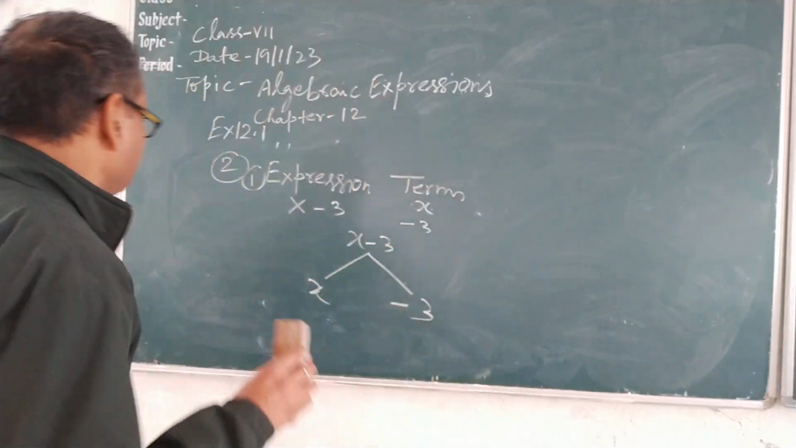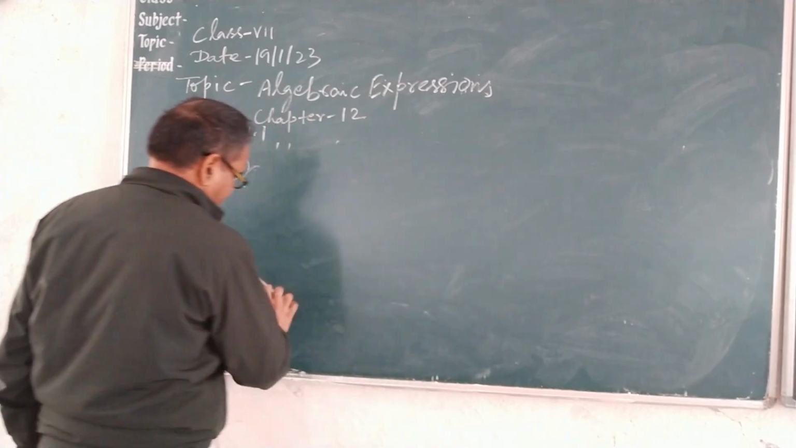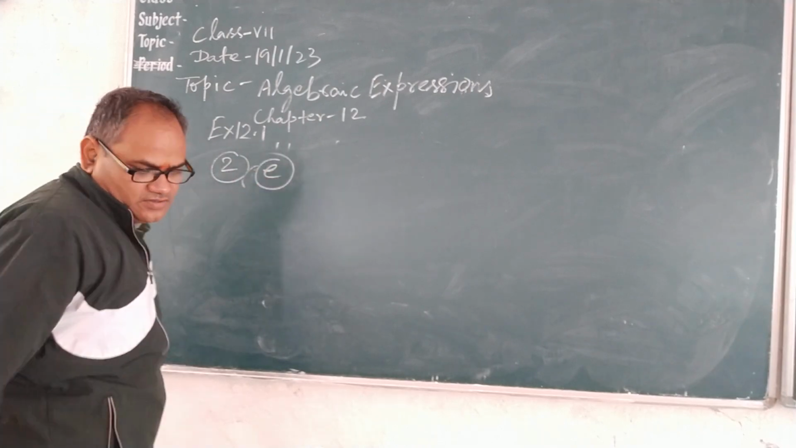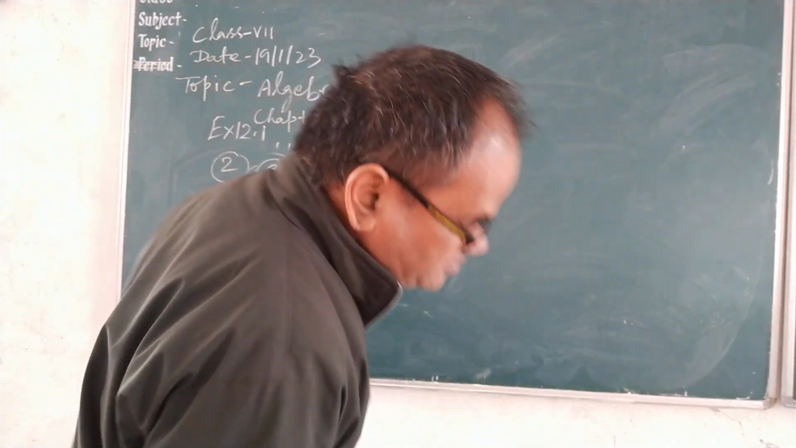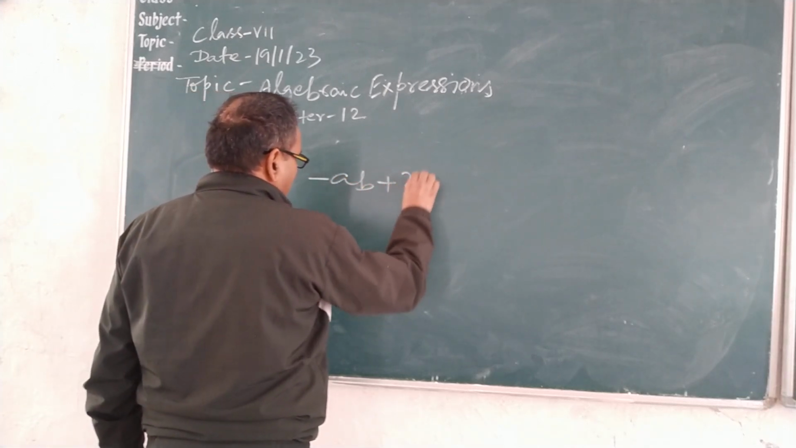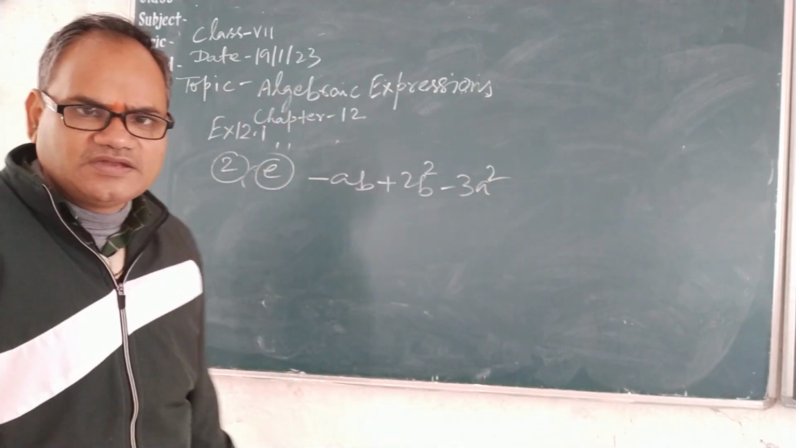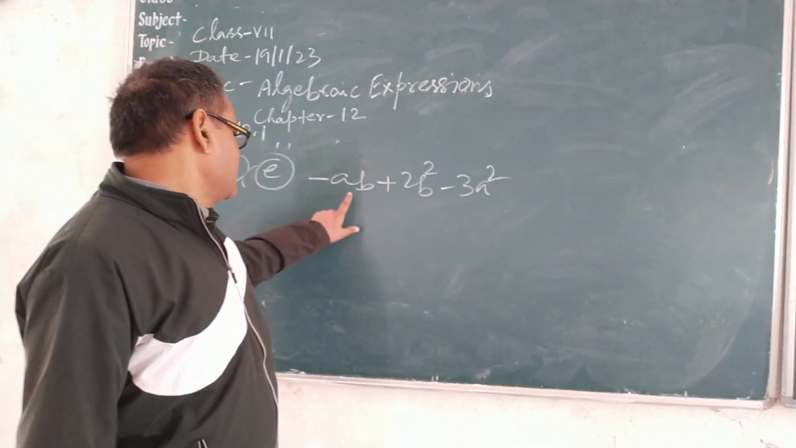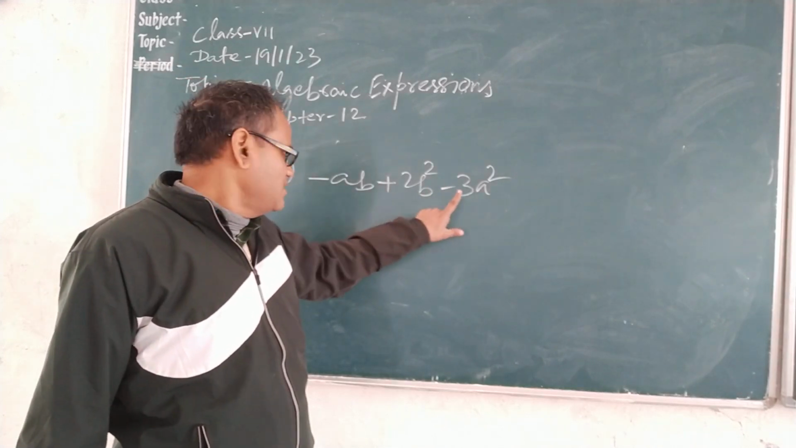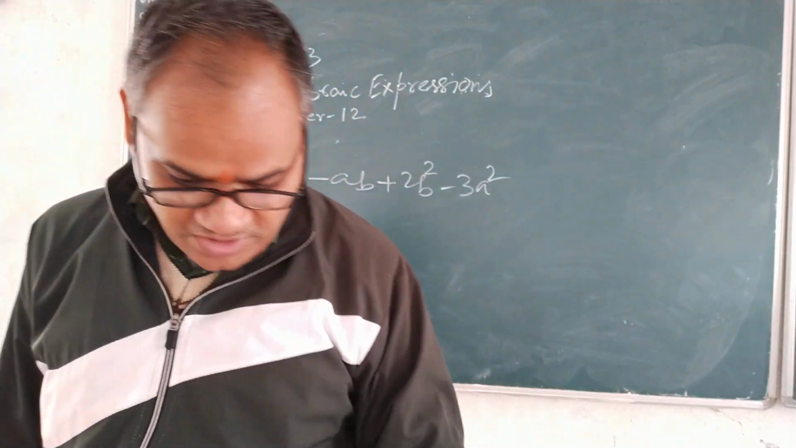Suppose E, last one. 2A I have completed. Now 2E. What is your expression here? Minus AB plus 2B square minus 3A square. Now how many terms does it have? It has three terms. You can see here minus AB first term, plus 2B square second term, minus 3A square, this is your third term. So you have three terms.